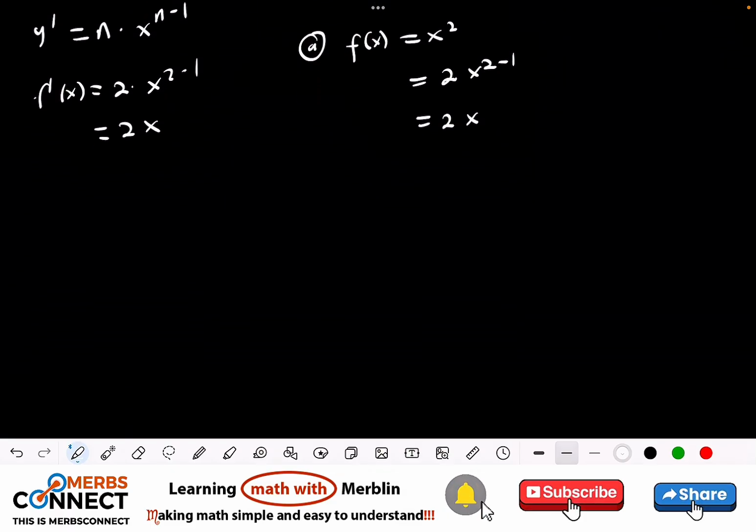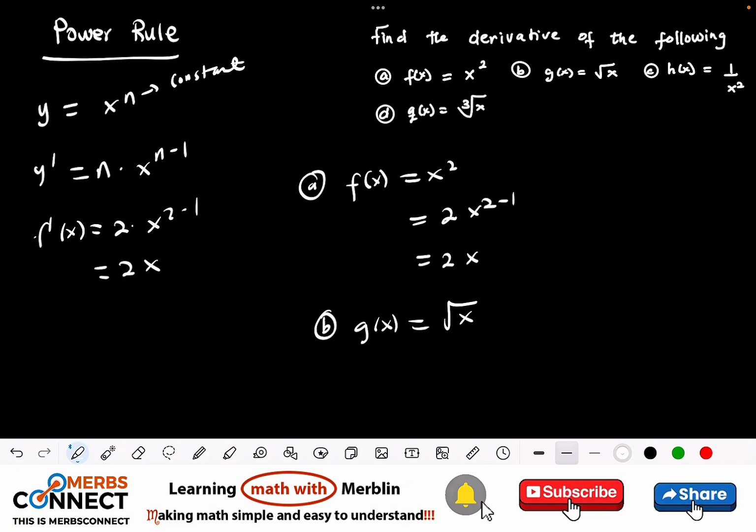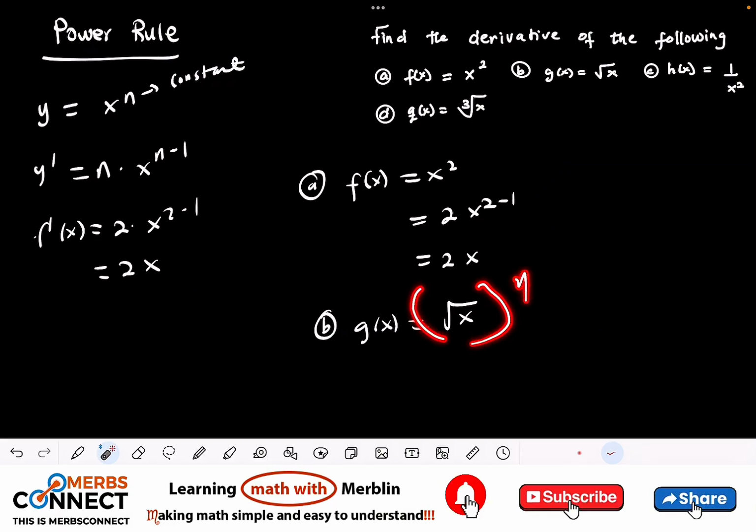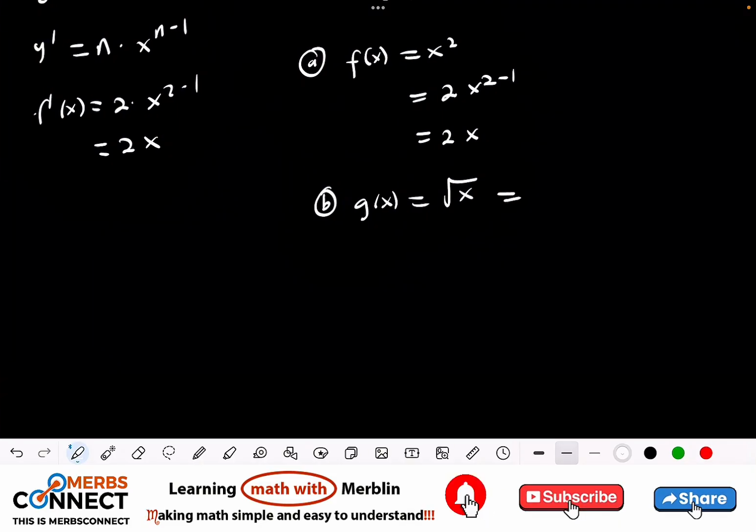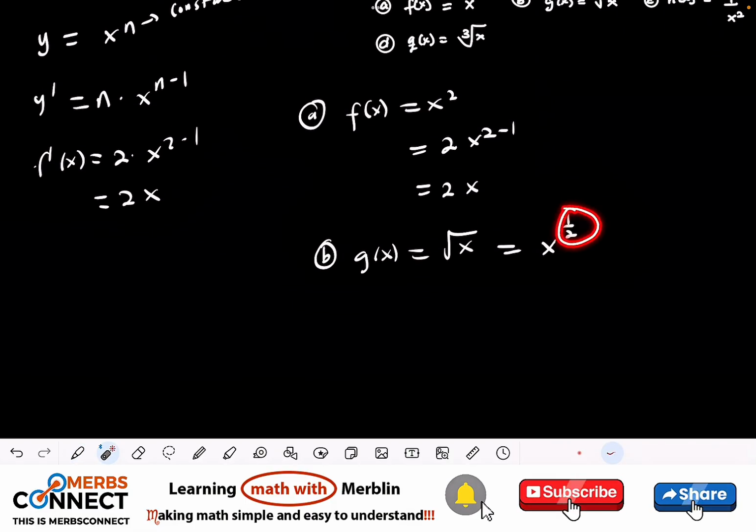B, we have g of x which is equal to root of x. When you compare this function to the formula, you see that we don't have any power, but we can make sure that this one is in this form. So we can write this as x to the power 1 over 2. The square root is x to the power 1 over 2, which tells us that our n is half.